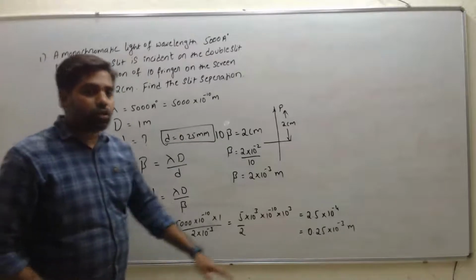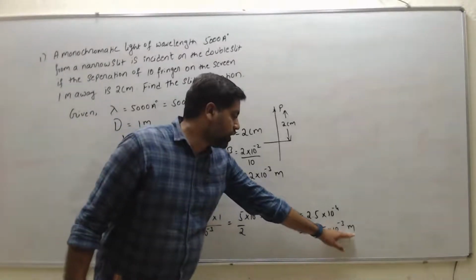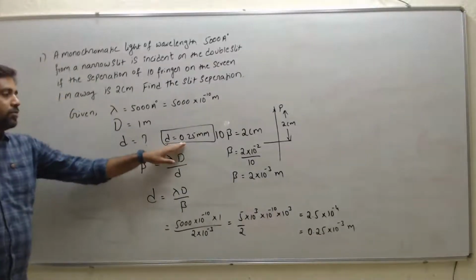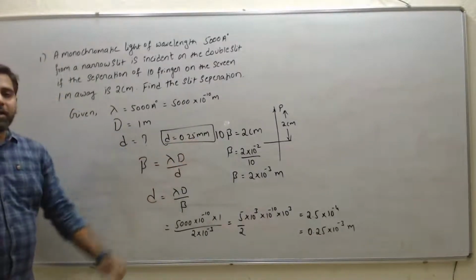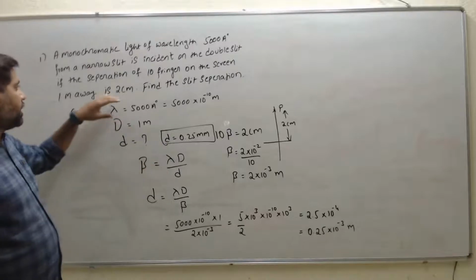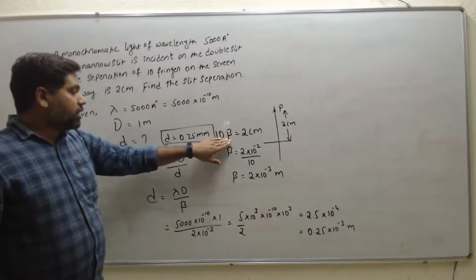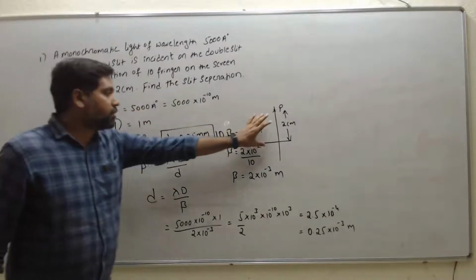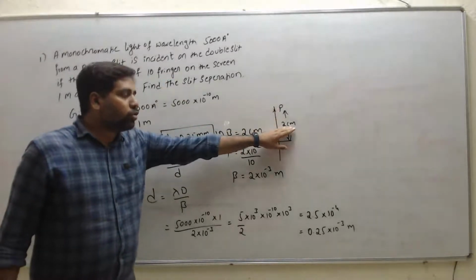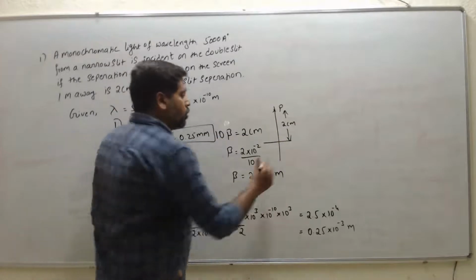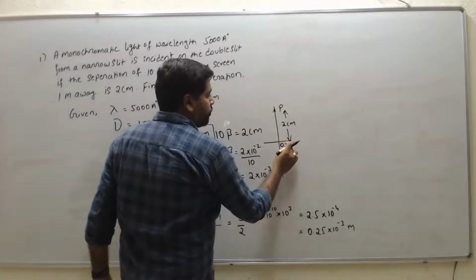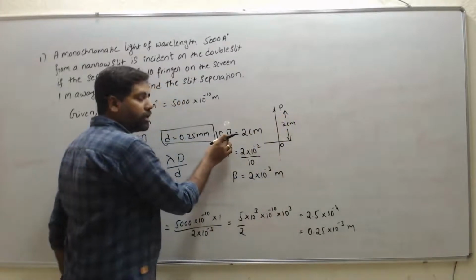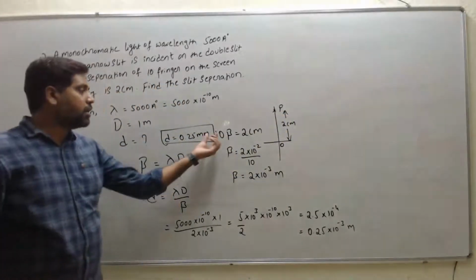Either we can stop here, that is 0.25 into 10 to the power minus 3 meter, or we can write it as D is equal to 0.25 millimeter. In this question they have not directly given the beta value. They gave that for 10 fringes, the separation from here to here is 2 centimeter. This one is the center, from O to P it is 2 centimeter. In this 2 centimeter we have 10 fringes, that is, 10 bands.